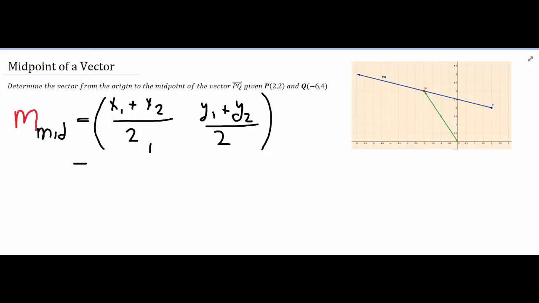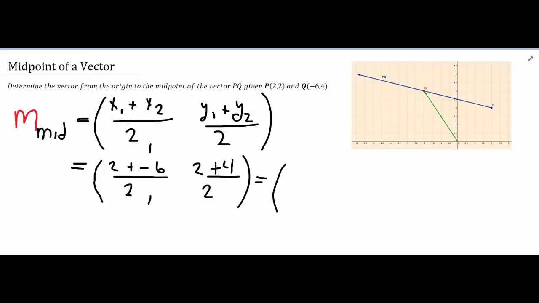So in this case, x1 plus x2 is 2 plus -6 all over 2. And the y's are 2 plus 4 over 2. So that point M is located at -4 over 2, comma 6 over 2, which is the same thing as -2, 3. So my midpoint M is at -2, 3.